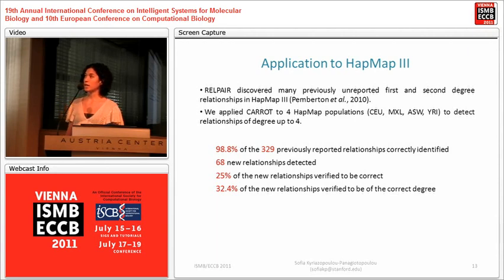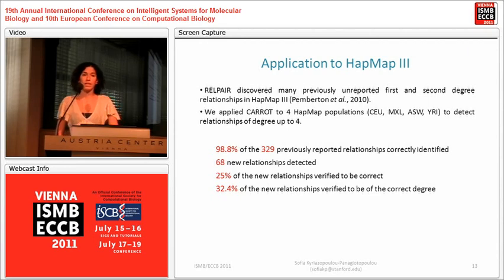We therefore applied CAROT on 4 HapMap populations in order to detect relationships of degree up to 4, and the results are summarized here. CAROT correctly identified almost all of the previously detected relationships, and in addition, it identified 68 relationships that weren't reported before, and were mostly relationships of third and fourth degree.